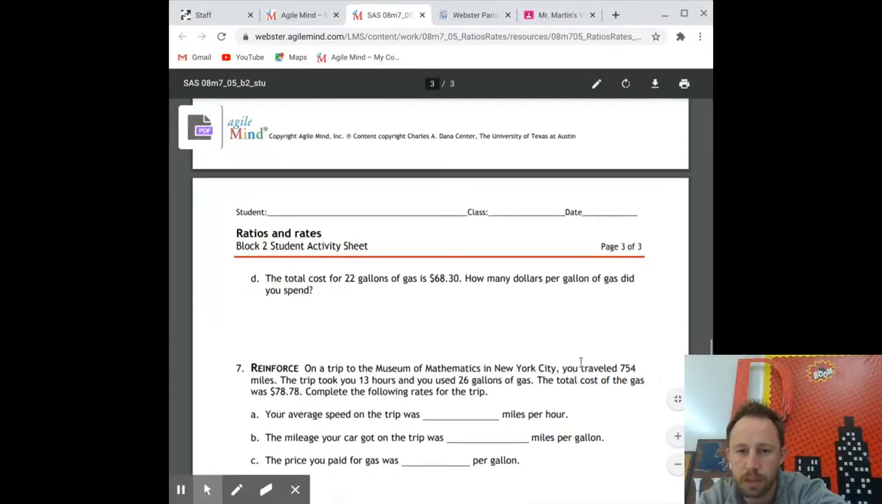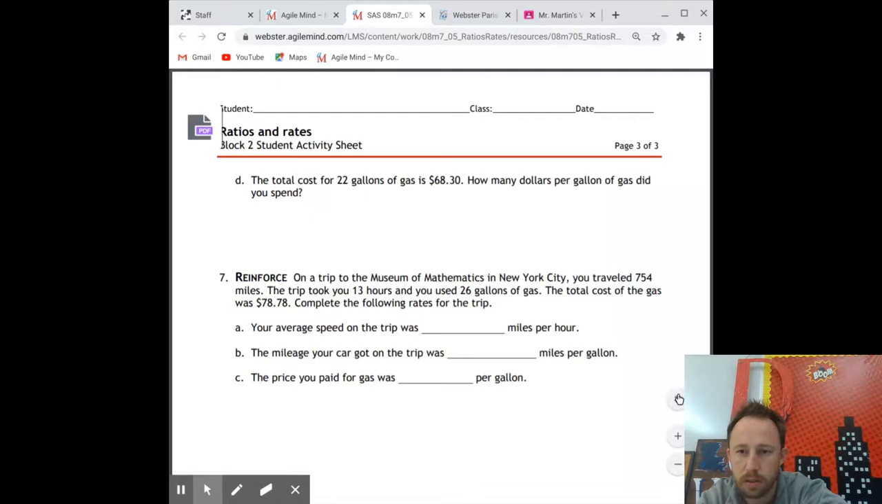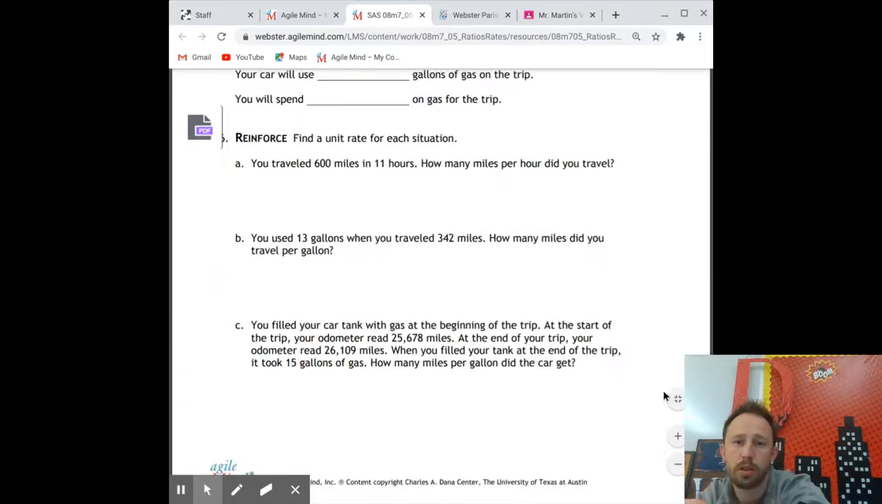All right, part 6. These should be pretty easy for us. It says find a unit rate for each situation. It says you traveled 600 miles in 11 hours. How many miles did you travel? What are we going to do? I think we're gonna divide. We are. Everybody's doing good now. We all figured it out.